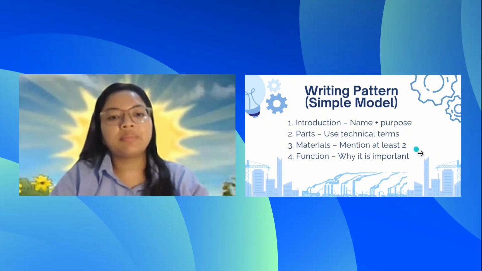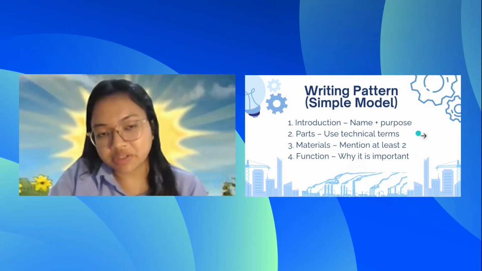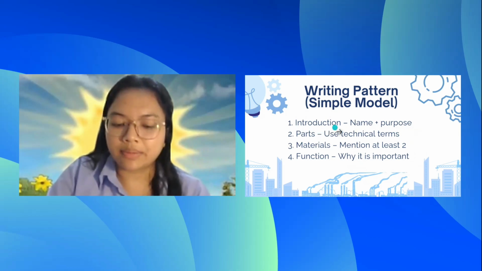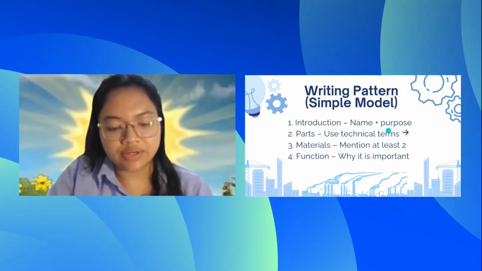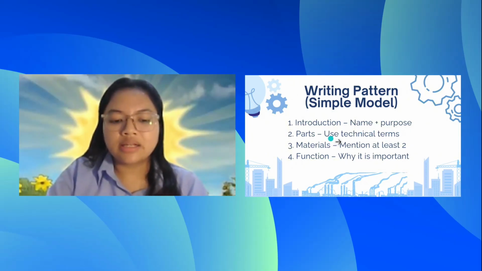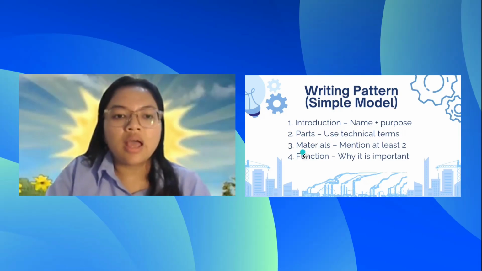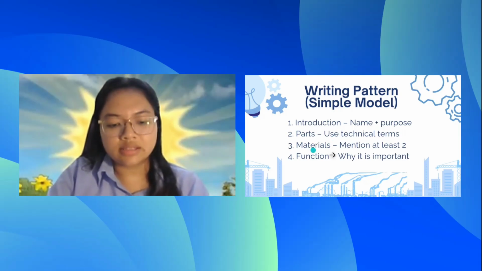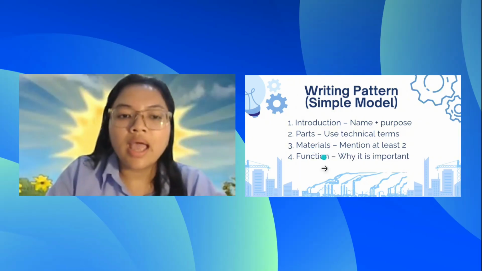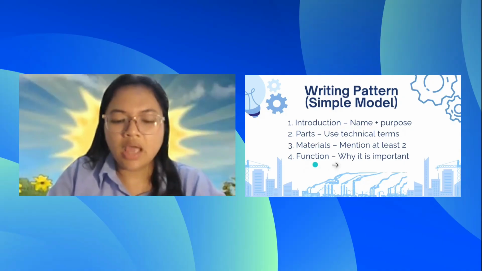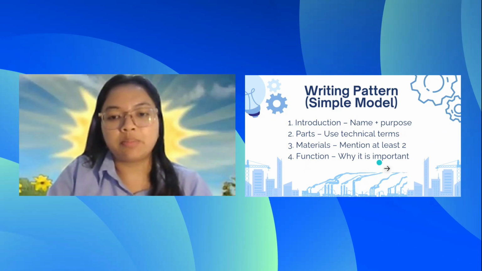Next is the writing pattern. You can follow this simple writing pattern. First, introduction, where you mention the name and the purpose of the structure. Second, describe the parts using technical terms. And third, materials. Mention at least 2 materials. And last, we have function. Explain the function of the structure and why it is important.